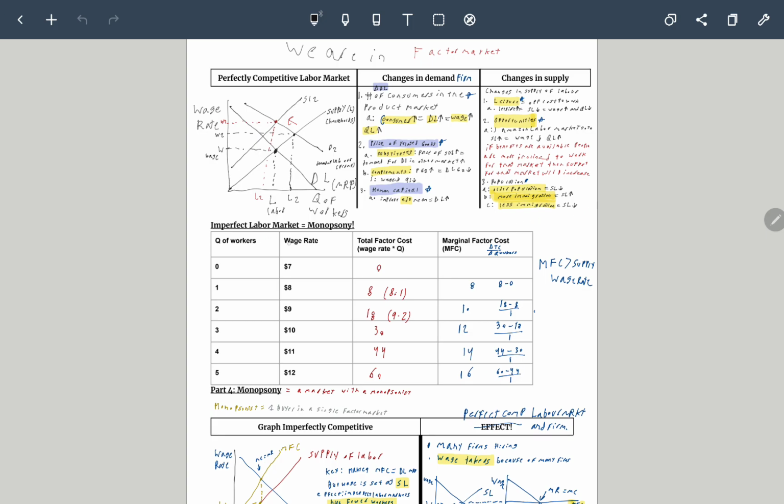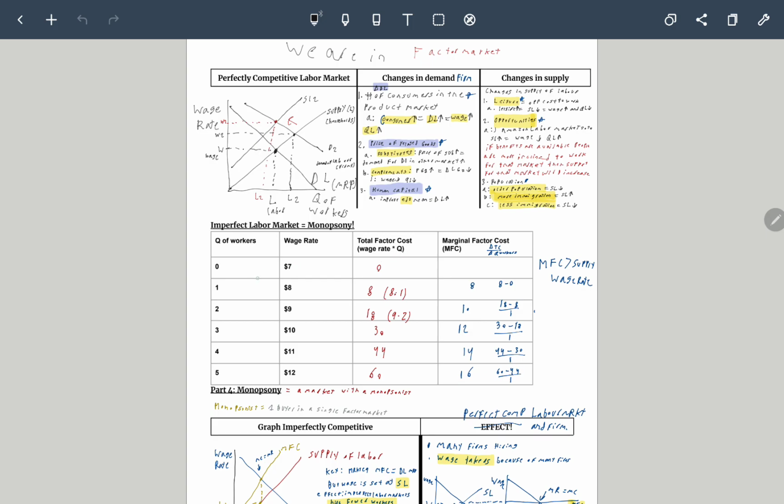Now, this works in the sense that there are monopsonies. Now, in imperfect labor markets, we can use the marginal factor cost and the total factor cost to do these calculations. So the total factor cost is just the wage rate times the quantity.